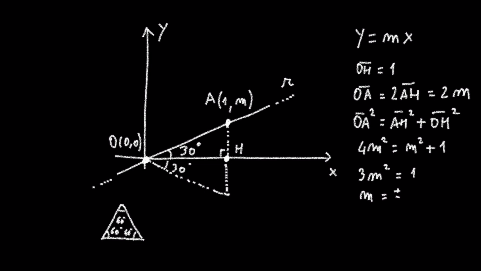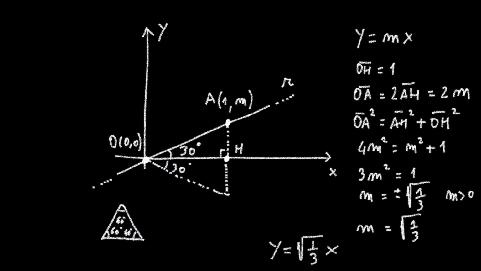This means that m equals plus or minus square root of 1/3. But since m is greater than 0, because the line tilts upward, then the slope is m equals square root of 1/3. And finally, the equation of the line is this.